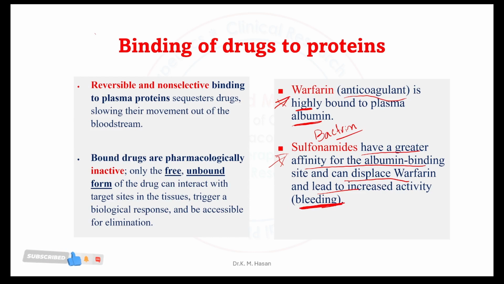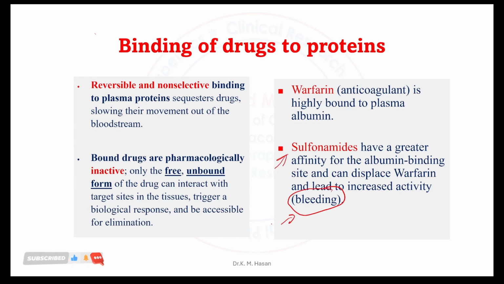So what happened there? I will repeat the concept of the combination between warfarin and the sulfonamide. The story is of a patient suffering from deep vein thrombosis who is already treated with warfarin as an anticoagulant. The patient comes to the clinic with a urinary tract infection, and the physician prescribes a sulfonamide. After a few days, the patient starts to suffer from bleeding. How do you explain the process here? What happened in this patient?